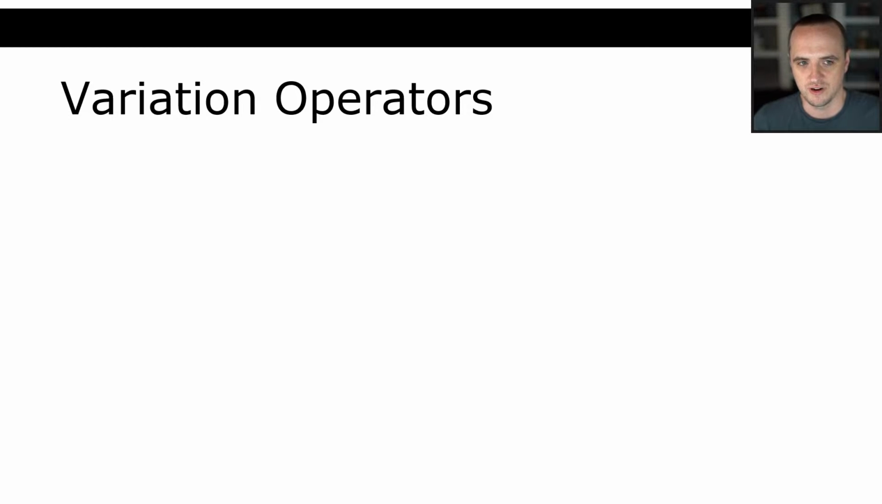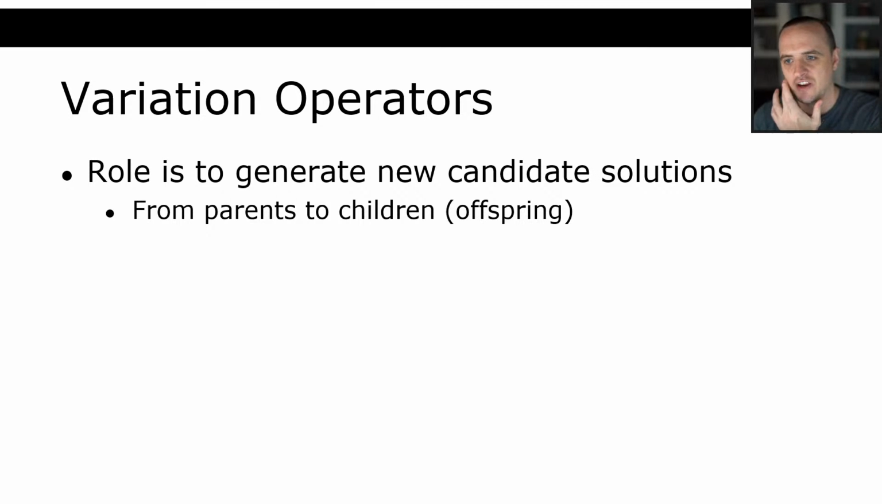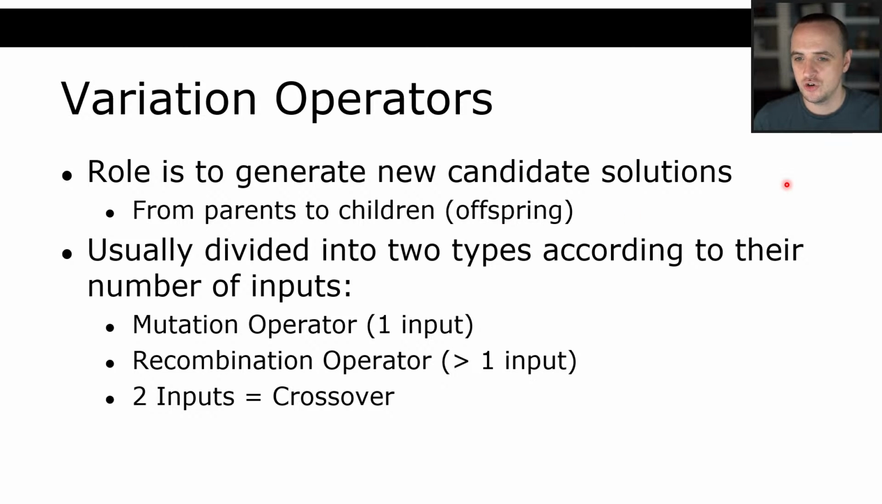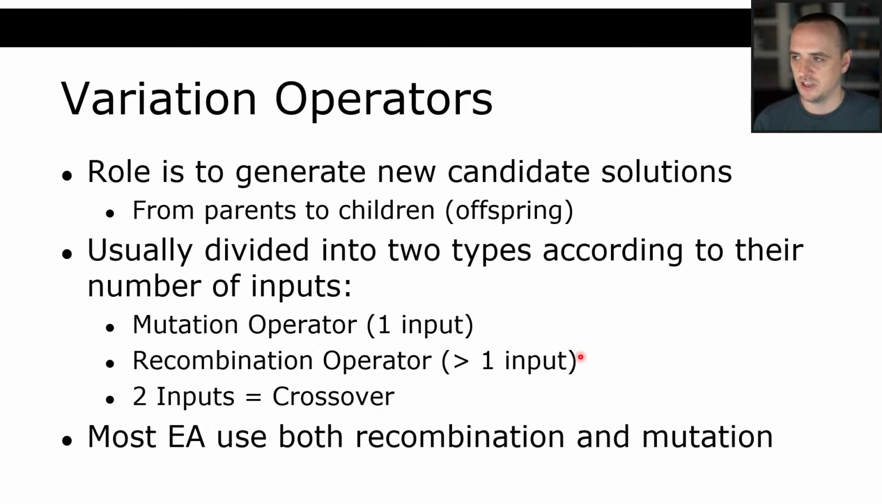Variation operators. The role of the variation operators is to generate new candidate solutions, so going from parents to offspring. Usually divided into 2 types according to their number of inputs. Mutation operators have 1 input, so you just take something and you mutate it. A recombination operator just has more than 1 input. If we have 2 inputs, we have what we call crossover. And most EAs are going to use both recombination and mutation.